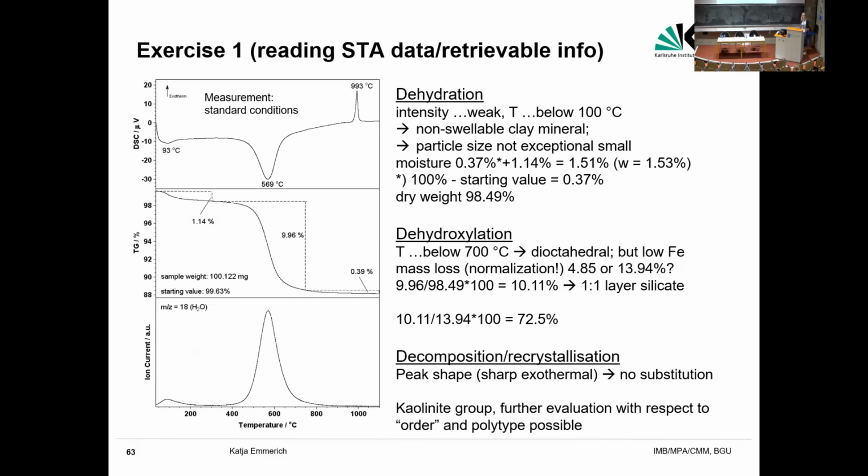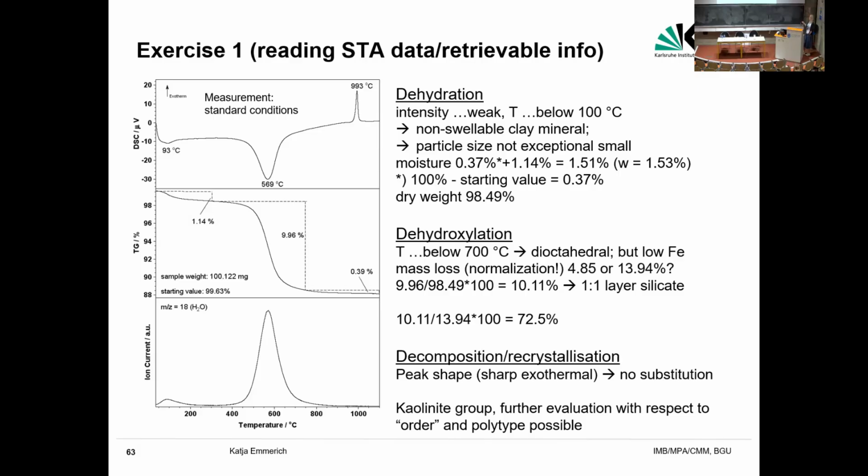Dehydroxylation seems to be a strong peak, but we don't know yet. Just from looking at the DSC curve, we don't really know if it's strong or weak. But here we see a strong exothermal peak for the recrystallization. This could indicate that we have a sample where we don't have substitutions. We have a well-defined chemical composition, and therefore we see these strong, sharp exothermal reactions for the recrystallization of high temperature phases. Then we have a look at the TG curve.